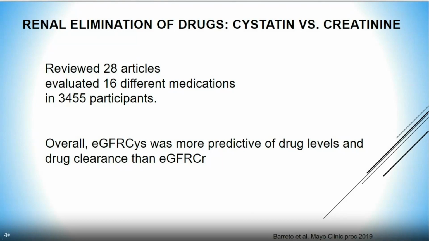And so overall, this review showed that eGFR cystatin was more predictive of drug levels and drug clearance than eGFR creatinine. And so we need to accurately be able to estimate GFR for a lot of medications, since a majority of medications are cleared by the kidneys. And this includes antibiotics, chemotherapy, where we want to make sure that we are efficient with the dose that we're giving, but also not toxic. And there's a new class of drugs, SGLT2 inhibitors, that have been shown to slow down progression of kidney disease, and we cannot give that to any patient. It kind of depends on the GFR, so it's really important to accurately be able to estimate GFR.